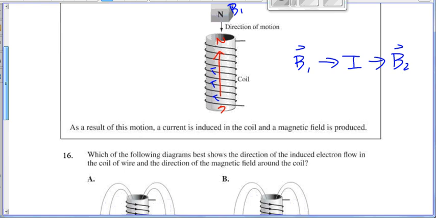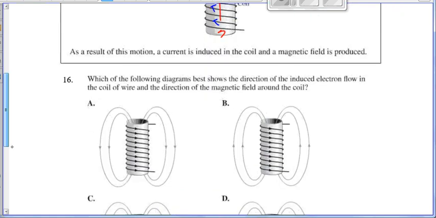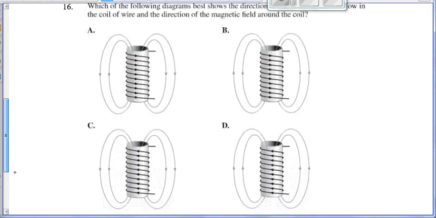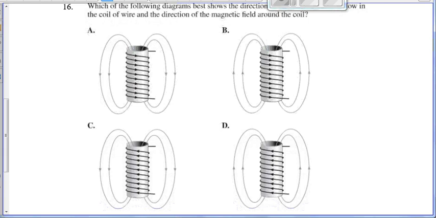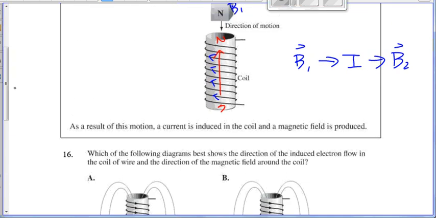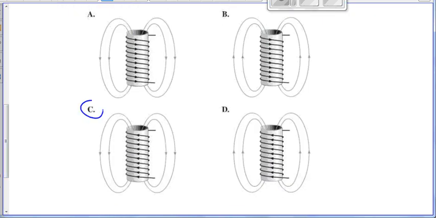So what's my answer here? Looks like it's going to be either C or D, because they both have current going towards the left. My magnetic field is going to go around like this, up inside, down outside. So it looks like the answer is going to be C for that one. How many people did C? Good.